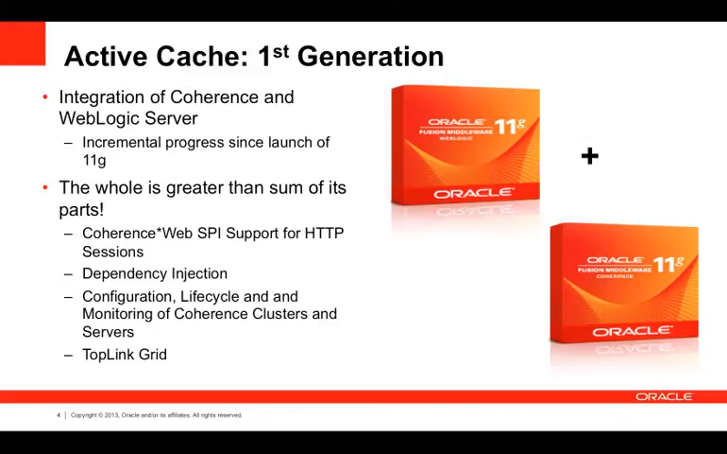Oracle has been investing heavily in integrating Coherence with WebLogic. The first generation integration is what we call Active Cache, which was introduced in the 11.1 release. If you are using WebLogic 11.1 and it includes Coherence 3.6 or 3.5 releases, you can use this Active Cache. Active Cache consists of 4 main features.